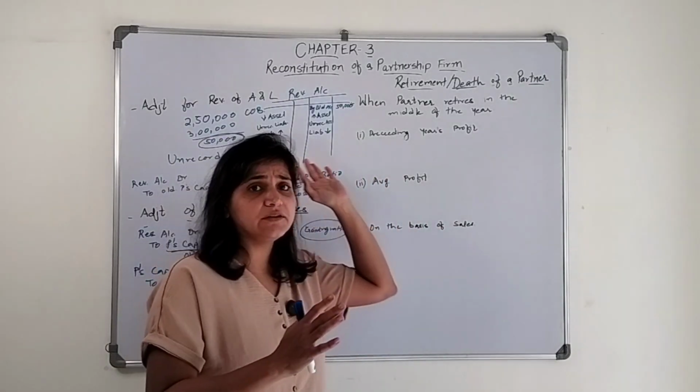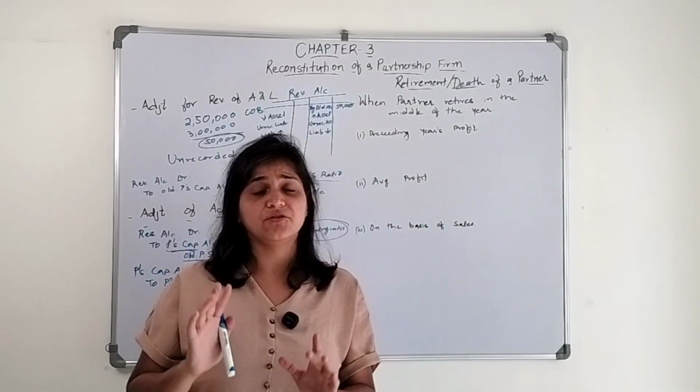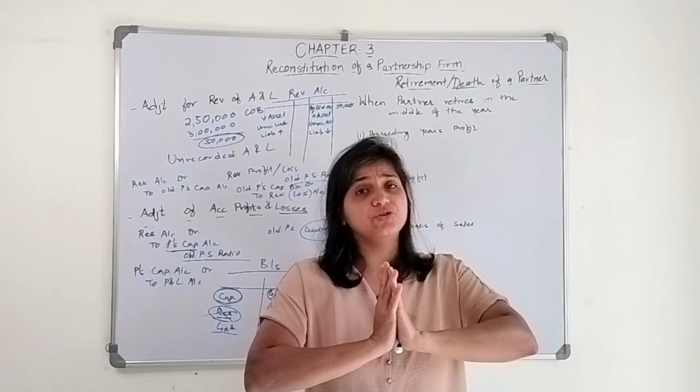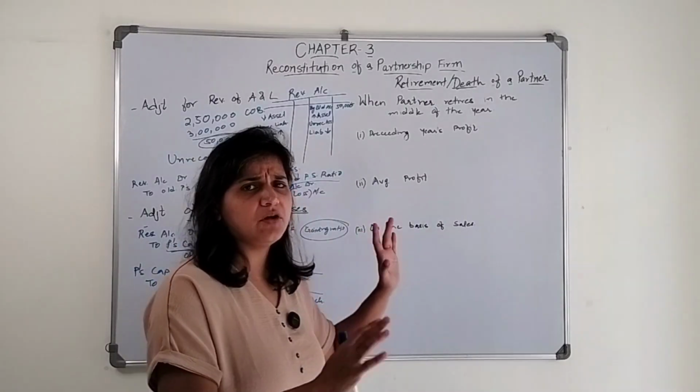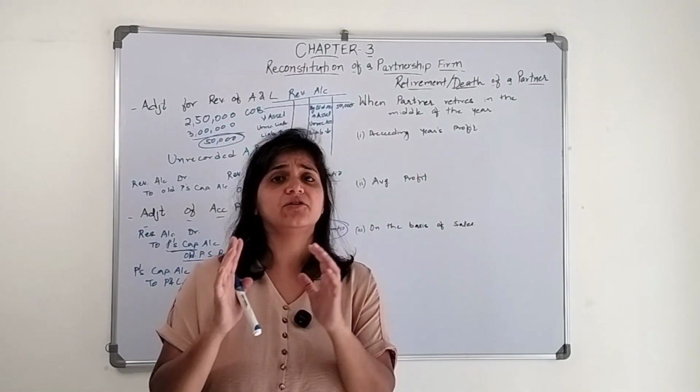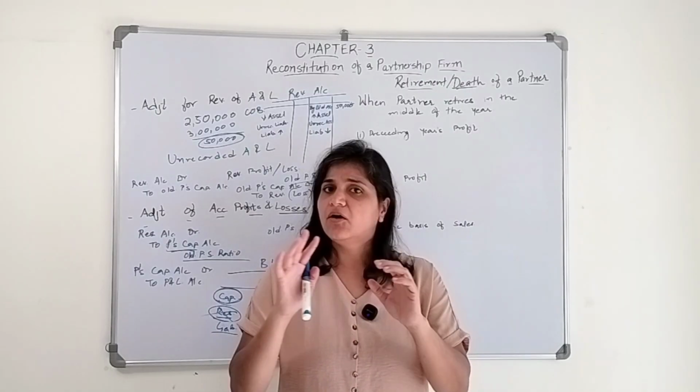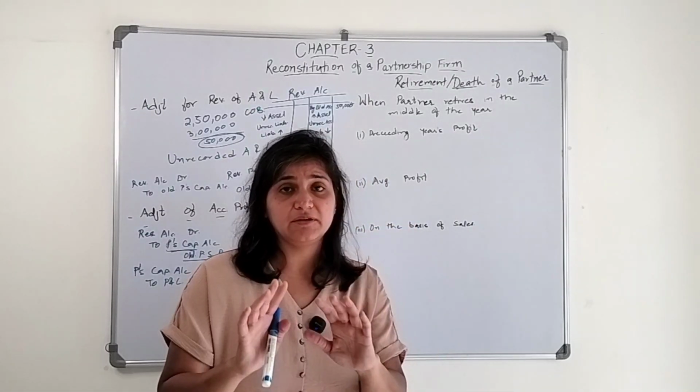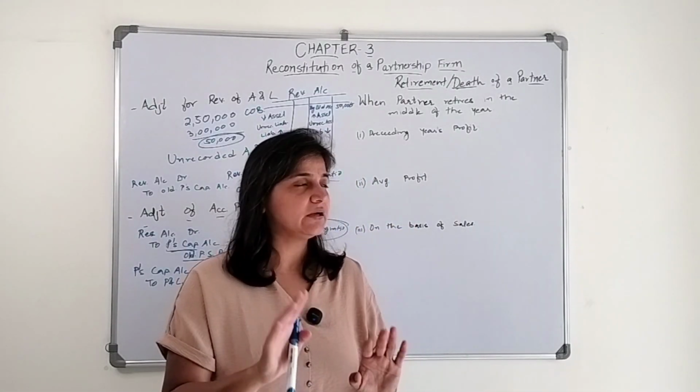We discussed all these things: when the partner retires at the end of the financial year, and how we will distribute each and everything. The accumulated profit and losses have already been calculated, and we share them among all the three partners. I am again saying I am just assuming three partners, okay?